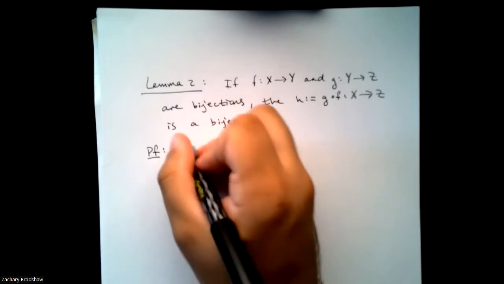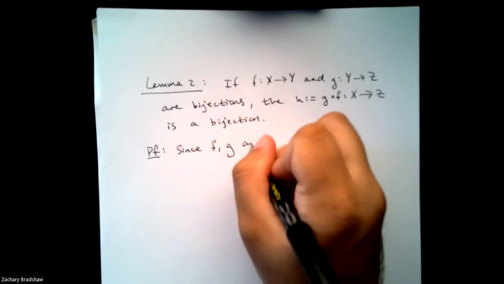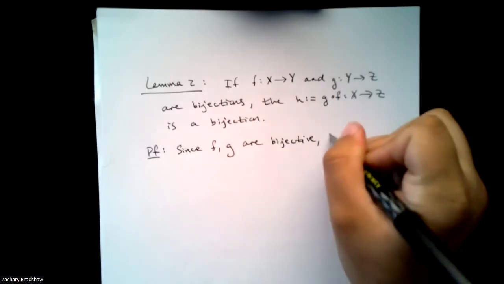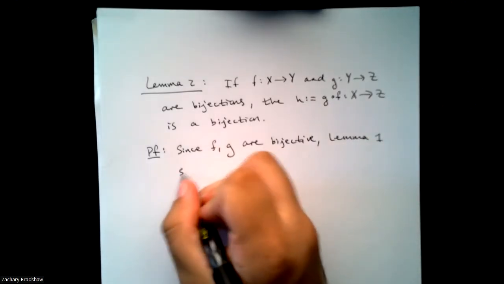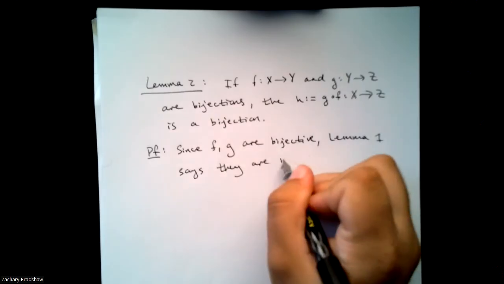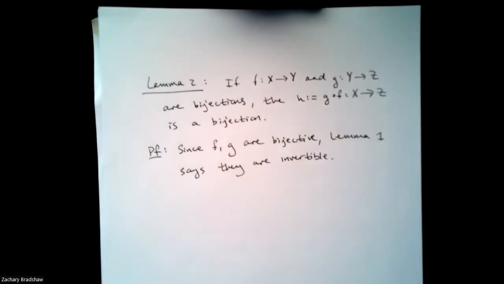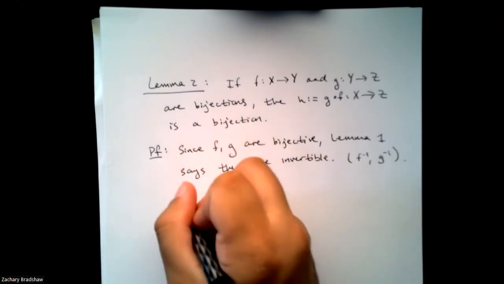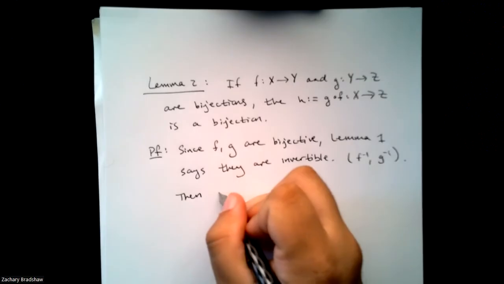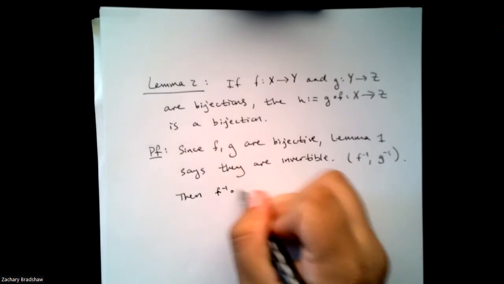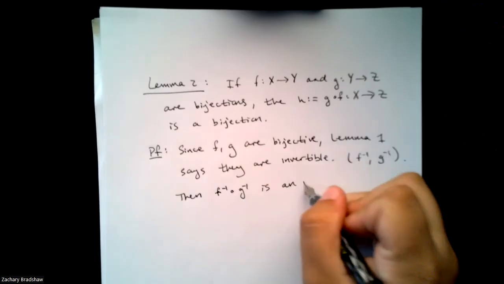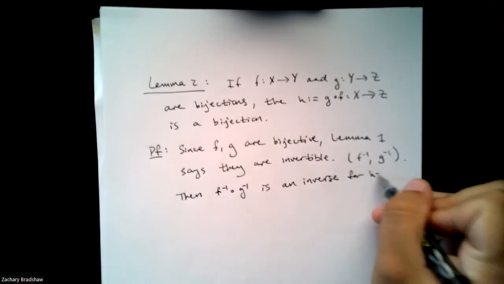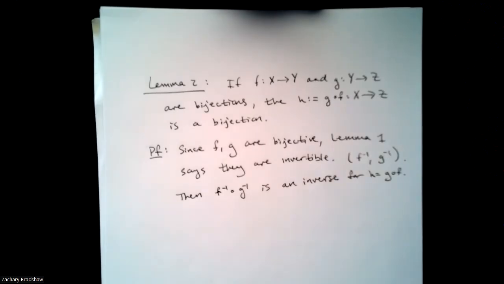Well, here's the proof. Since f and g are bijective, lemma 1 says they are invertible. So we'll call the inverses f to the -1 and g to the -1. Then the map, let's get this right, f inverse composed with g inverse is an inverse for h equals g of f. I say an inverse, but really it's the inverse because the inverse of a map is unique.